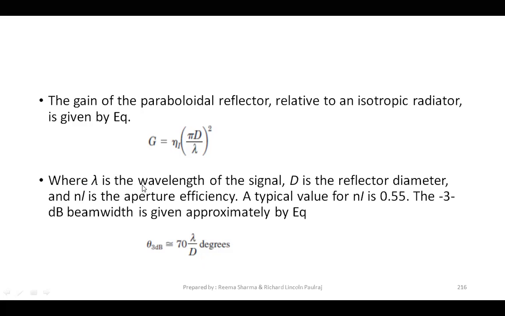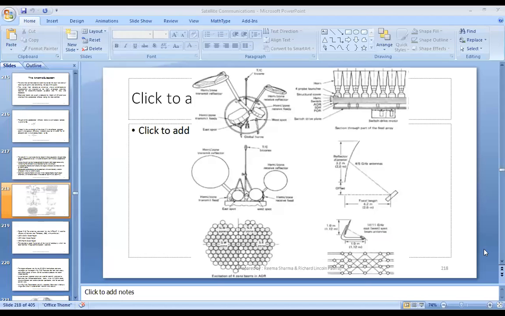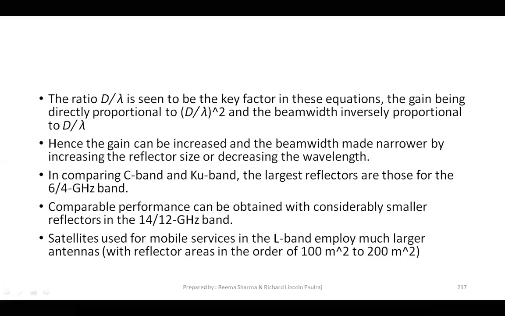In comparing C band and Ku band, the largest reflectors are those for 6/4 gigahertz uplink and downlink. Okay, so as we were seeing, your beam width is inversely proportional and your gain is directly proportional to D by lambda. Okay, so as I was mentioning, your uplink frequencies will be higher than your downlink frequencies because it takes a lot of effort for the signal to actually pass through and go and hit the required antenna in space. But for the downlink, comparatively lesser frequency will actually work out.